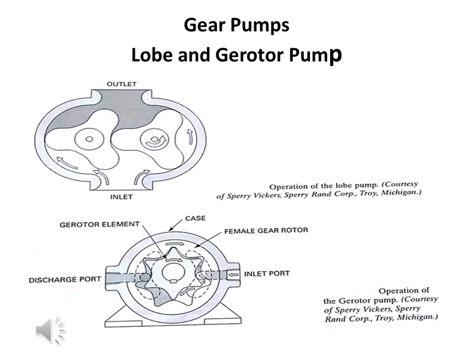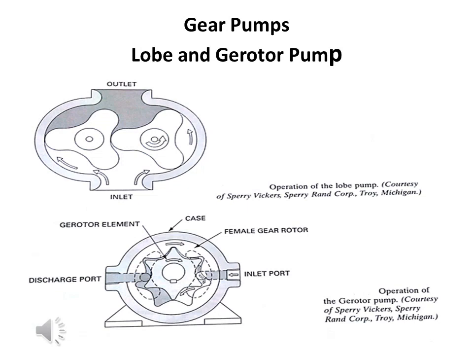The bottom one is the gear-rotor pump. The gear-rotor pump is like the internal gear pump, and here there are two rotors. One is female, and the other one is male: the inner rotor and the outer rotor. Now the inner rotor will be moving around the periphery of the outer rotor.